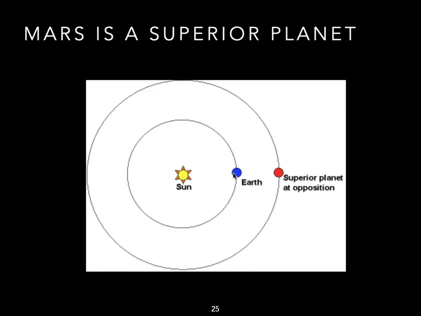When the Sun, the Earth, and any superior planet line up in a straight line, syzygy, right? That's called opposition. And this is when the superior planet is going to appear largest and brightest in the night sky for an Earth observer and is generally the best placed for observing.